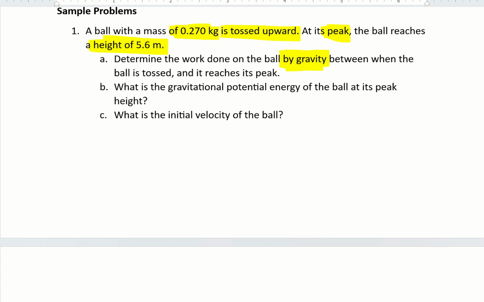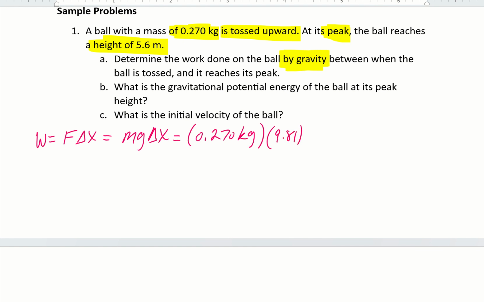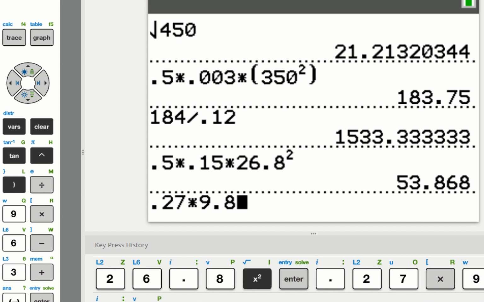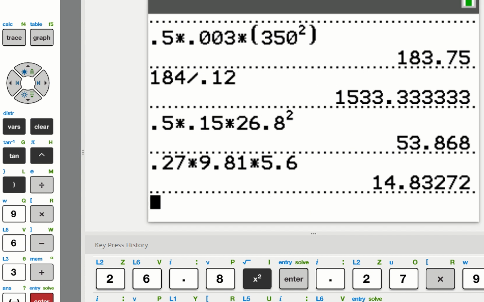Okay, so we're going to assume that we start at a height of 0, and we're determining the work done by gravity. And because we're being tossed straight up, the angle is 0 relative between the force and the displacement. So work equals force times displacement. In this case, I'm doing gravitational force, so that's mg delta x. The mass of my ball is 0.270, g is 9.81, and my displacement is 5.6. So 0.27 times 9.81 times 5.6 meters gives me 14.8 joules of work.